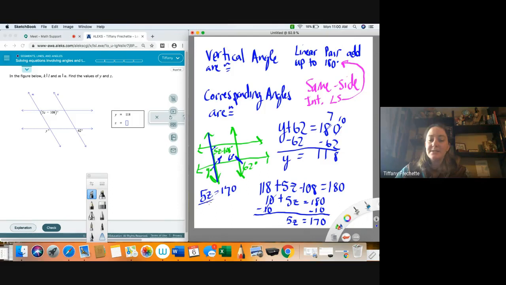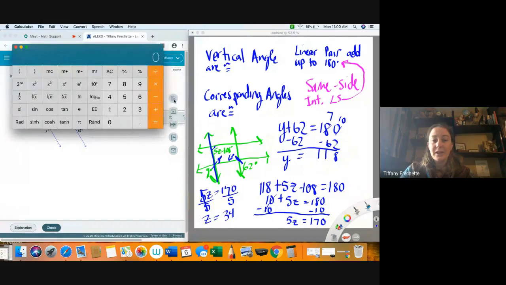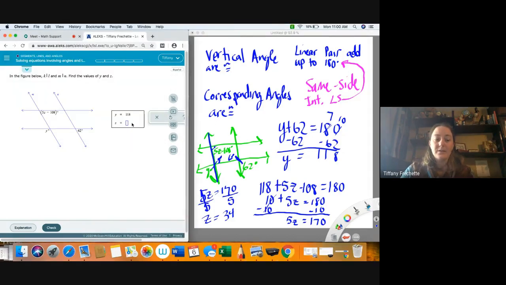So our last step is to divide by 5, because 5Z means 5 times Z. To undo multiplication, I have to divide. 5 divided by 5, or any number divided by itself, is 1. So I'm left with just the variable Z equals 170 divided by 5. Let's see, we get 3 and then 4, I believe. And we can always check that on a calculator. For whatever reason, the calculator's marked off here, so you're always welcome to have another calculator open, just like I do here, just to confirm. So we do, in fact, get 34. We have 34 here, and we're going to click check.